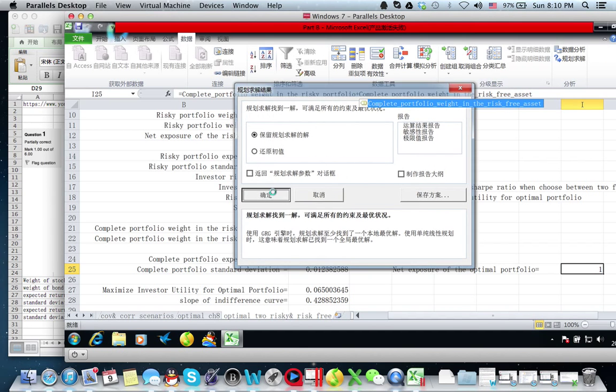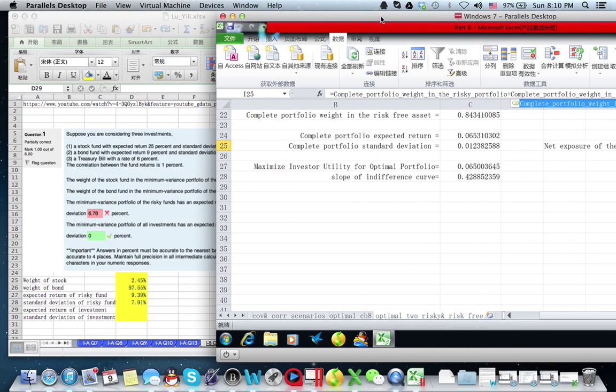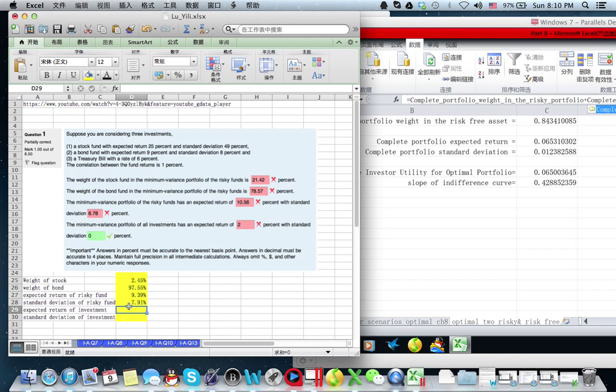We got the answer. So the expected return of the investment will be 6.53%, and the standard deviation of investment will be 1.24%.